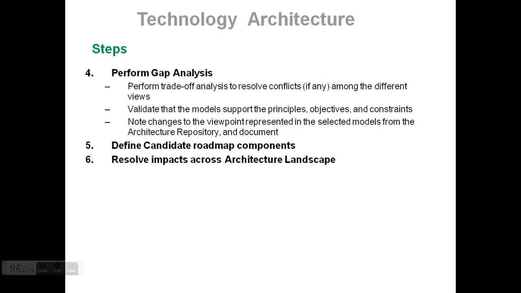Step 6, we will be looking at resolving impacts across the architectural landscape. Okay, so we know what we're going to do. These are the things we need to do in order to achieve the target architecture, including the roadmap. But we also need to consider whether there is an impact on the existing systems if we implement this, and vice versa, whether the existing systems will impact our new components or new development while we're developing them.